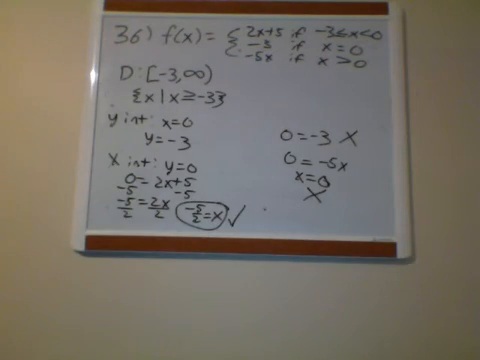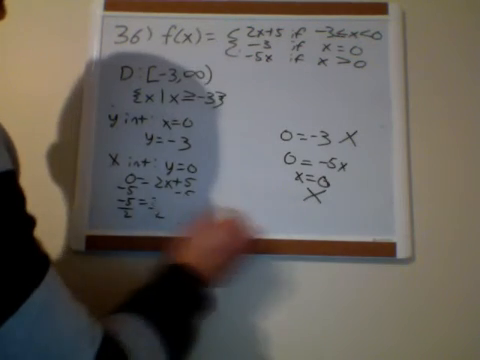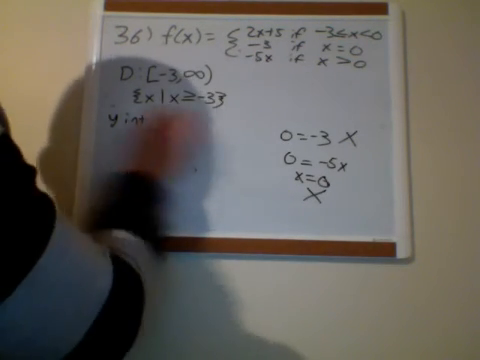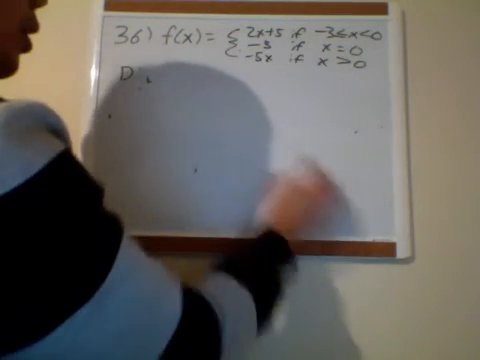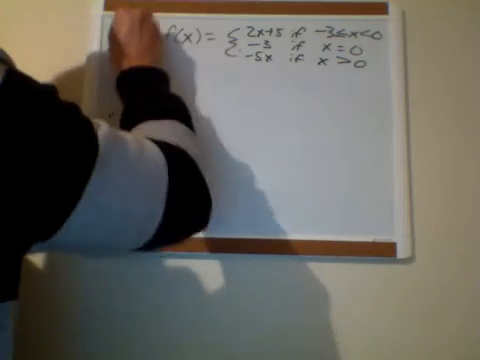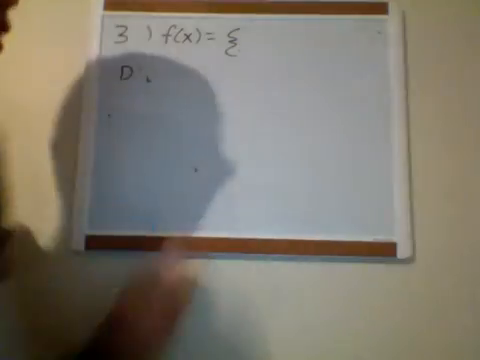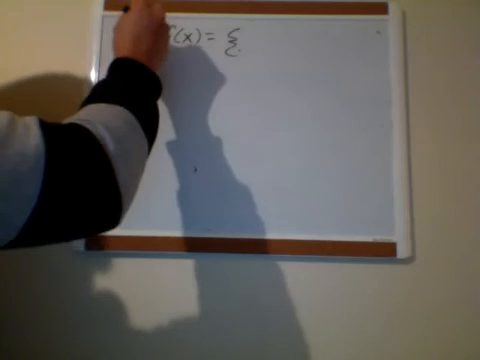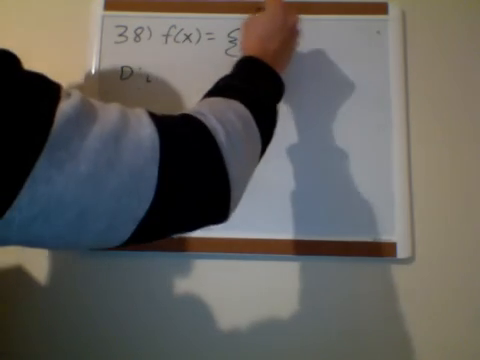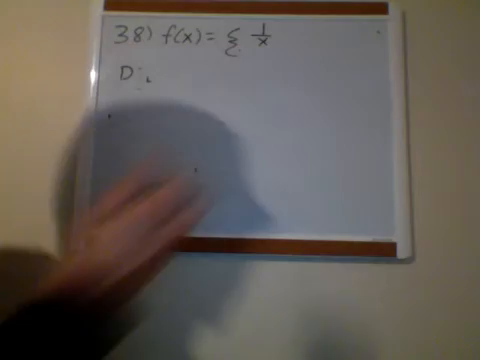So now let's go to number 38. 38. Okay. F of x is equal to 1 over x, so it's a reciprocal function, if x is less than 0.